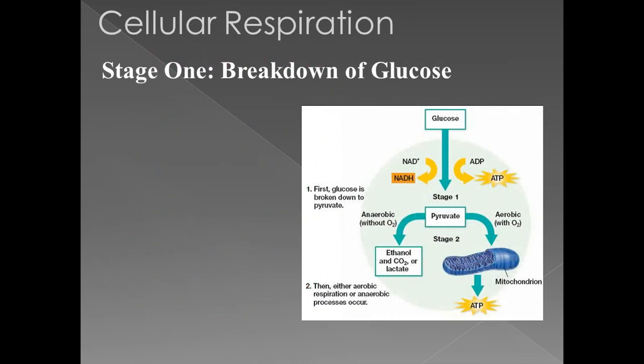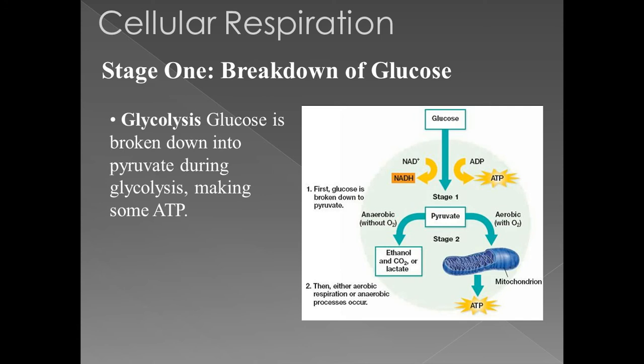Respiration needs to be broken down into several stages. The first stage is the breakdown of glucose. That stage is called glycolysis. In glycolysis, glucose is broken down into pyruvate which makes a little bit of ATP.